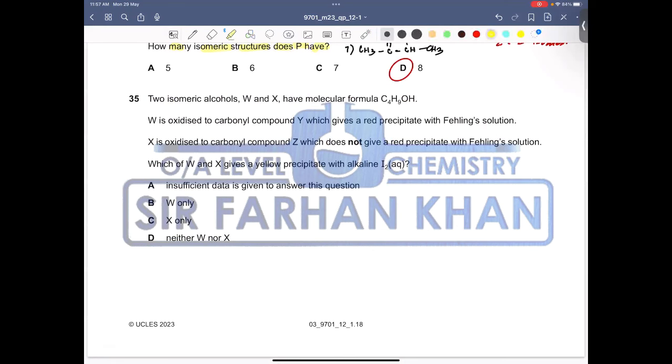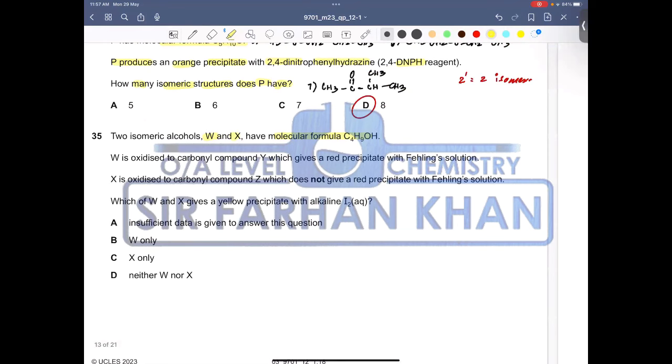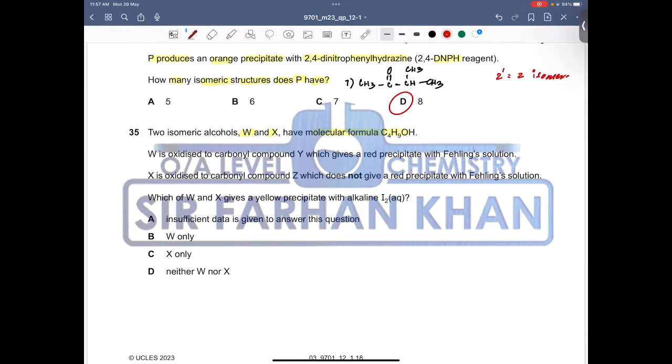Two isomeric alcohols, W and X, have molecular formula C4H9OH. C4H9OH has 4 different possible structural isomers. The first one is CH3CH2CH2CH2OH.